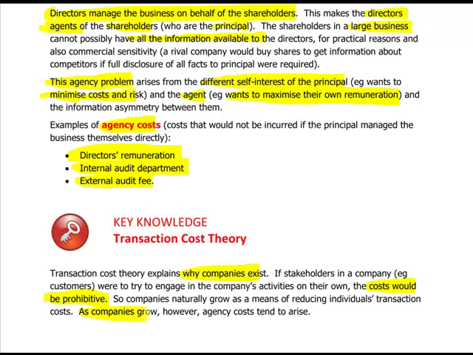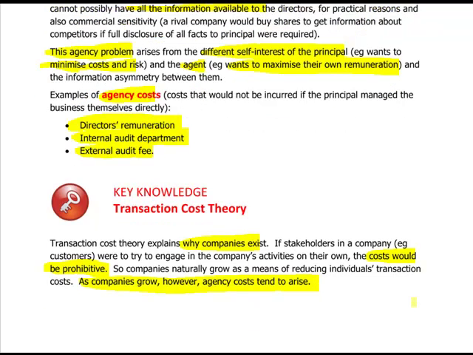As companies grow, however, agency costs tend to rise, basically because more and more headcount has to be put into place to get things to work, etc. So it can actually work against you over time. Costs tend to rise because, as you get bigger, you have to have more monitoring, more internal controls, more processes to manage your business, to keep an eye on it as a shareholder, stakeholder.